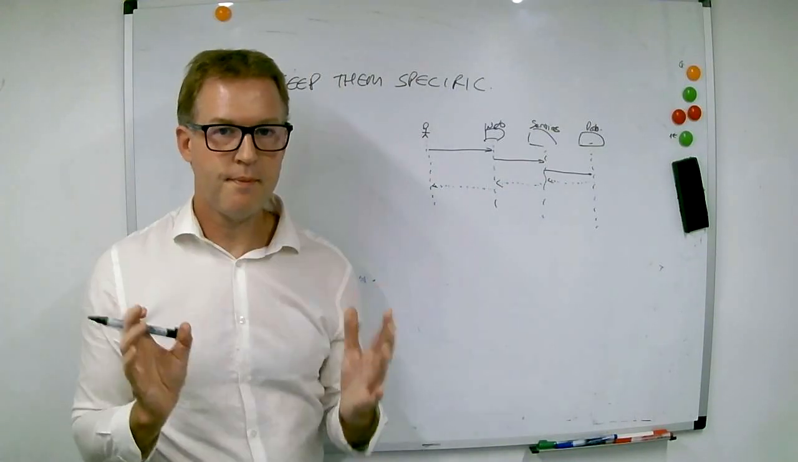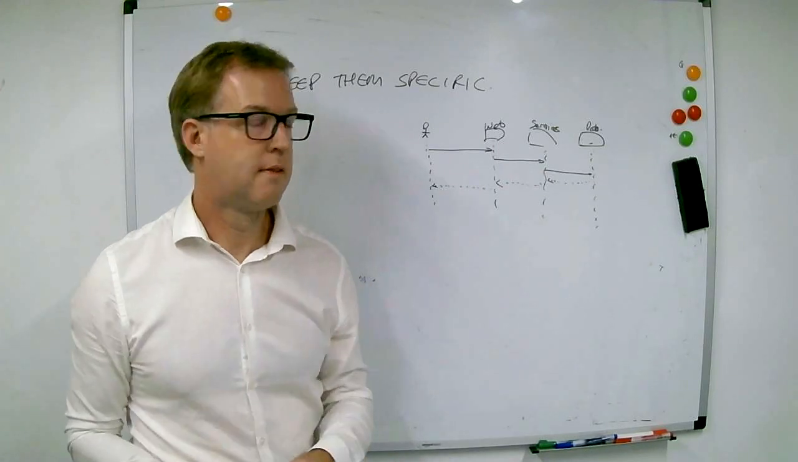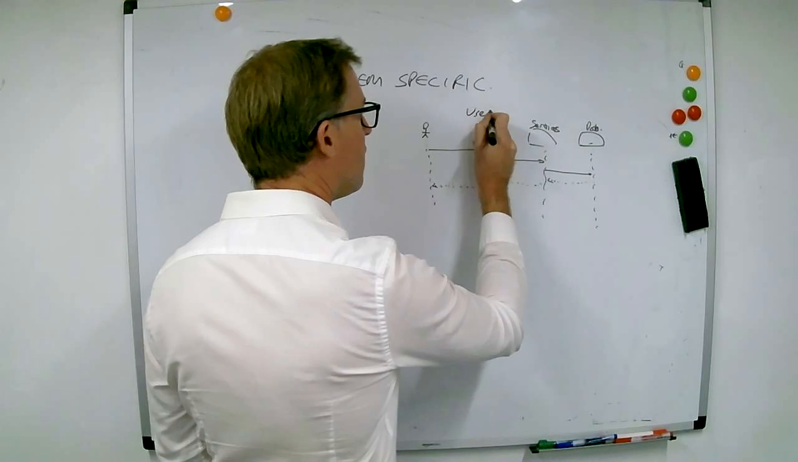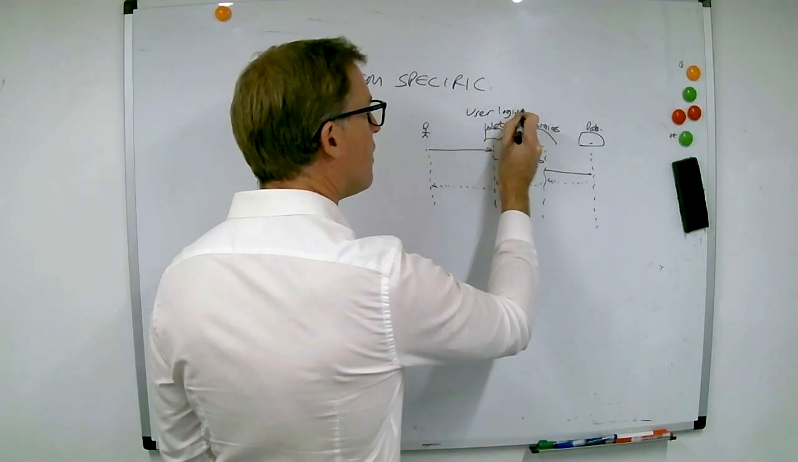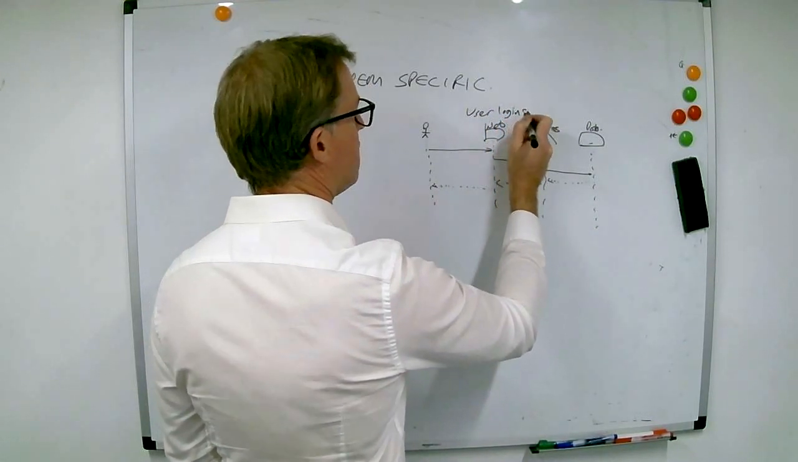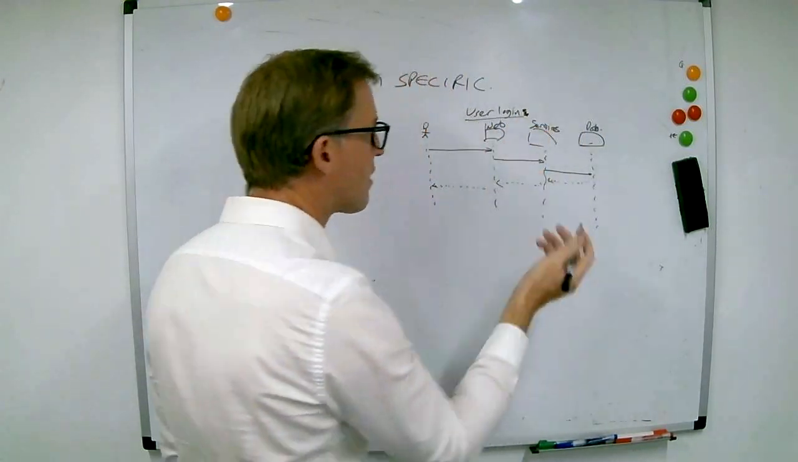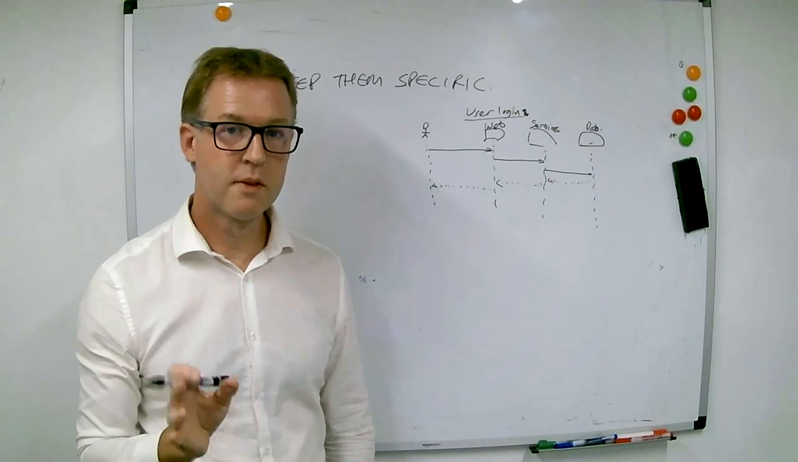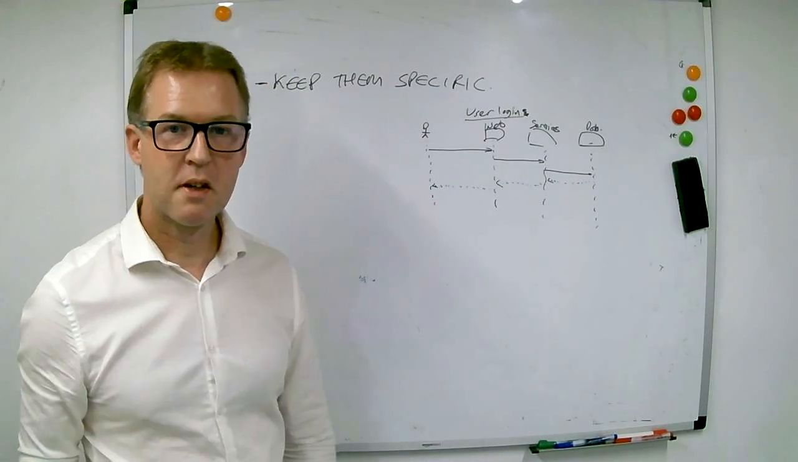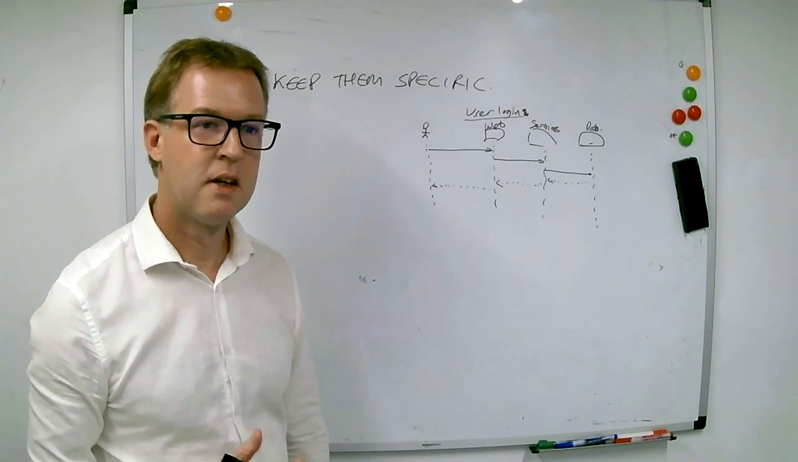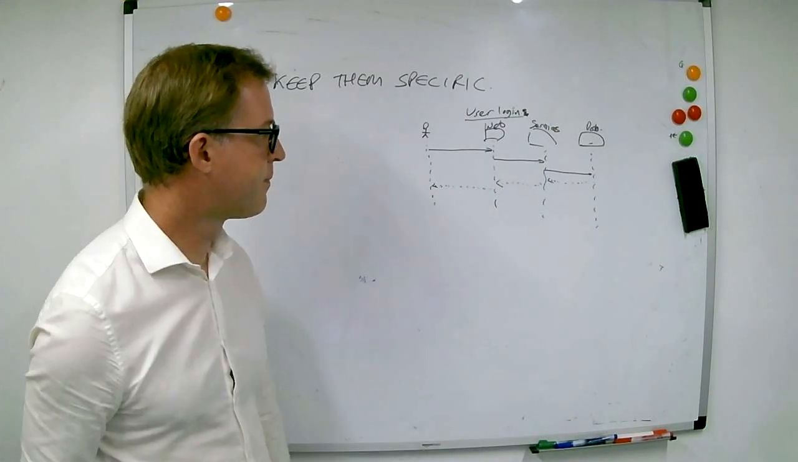Now, specific. You have a diagram and you call it user login. That's that. Awesome. What it does is it tells me what you're trying to convey to me as a reader. User logs in.